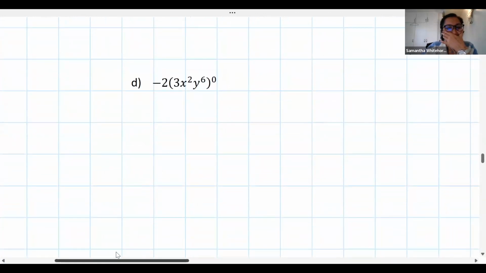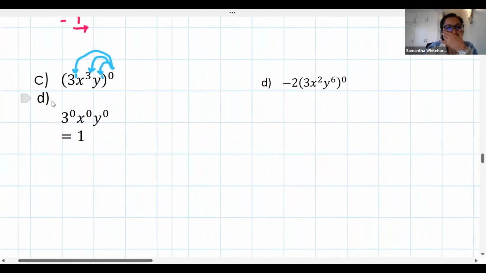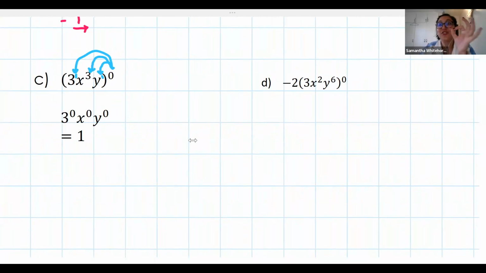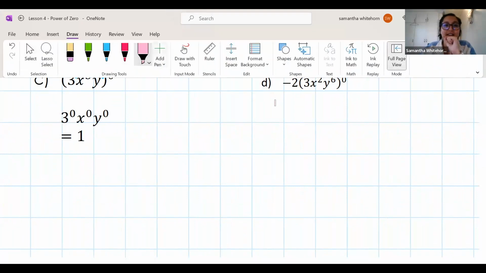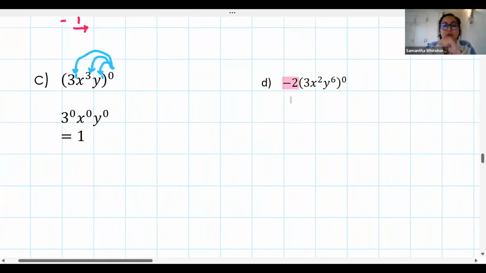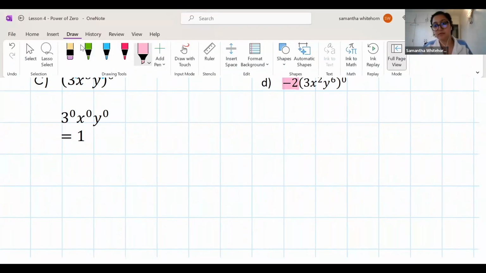This one. Number D, everyone. Let's go. Thank heavens for Yolanda, because I think I would have cried and just logged off a long time ago. Okay. Try D for me. What I need you to notice is the fact that this -2 is not in the bracket. So that means it cannot be affected by that exponent of 0. Let's go. Give it a try, my people.